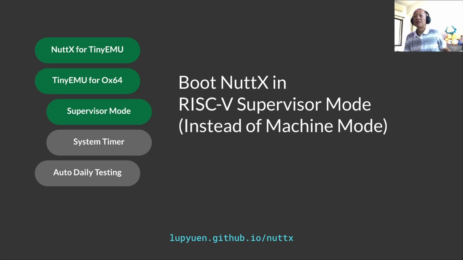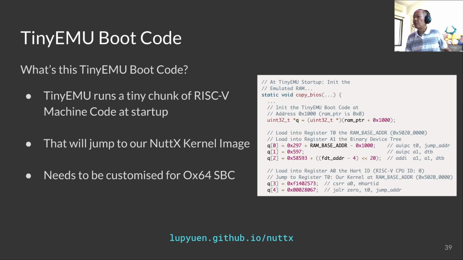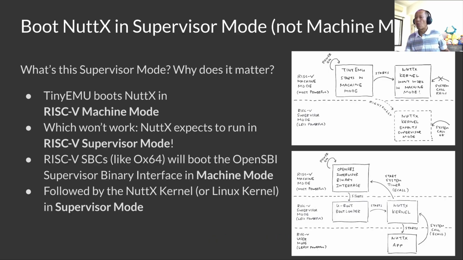TinyEMU boots NuttX in RISC-V machine mode, but we need TinyEMU to boot in RISC-V supervisor mode. Let us figure out how. What exactly is this boot code in TinyEMU? Think of it as BIOS for booting a computer. TinyEMU needs a tiny chunk of RISC-V machine code that will jump to a NuttX image in RISC-V machine mode. This won't work for Ox64. We will find out why.